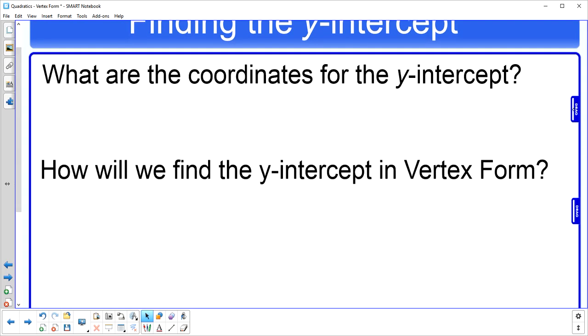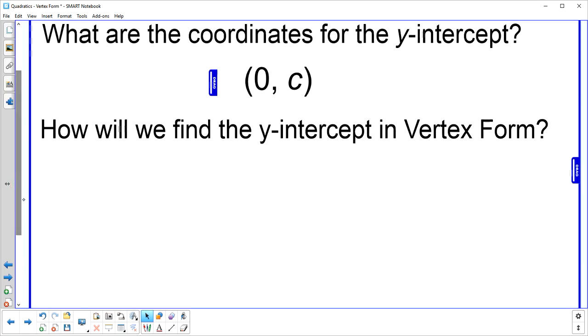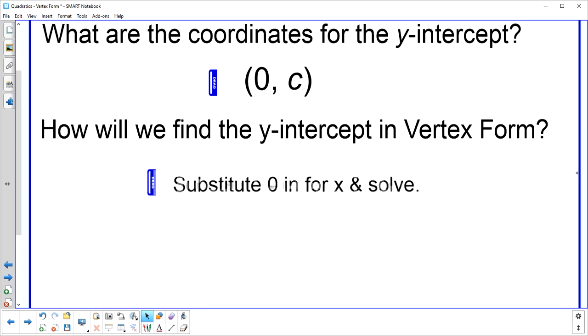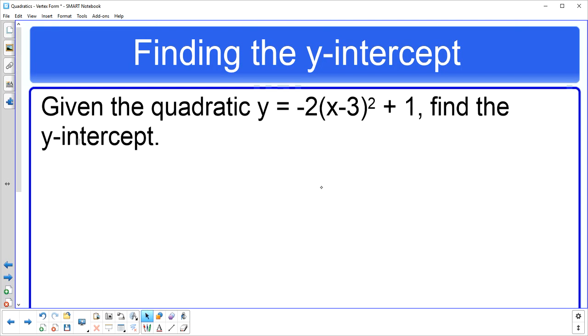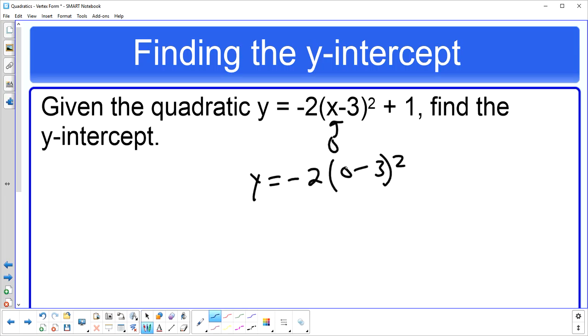So remember, we're always going to have (0, c) for our y-intercept. To find it, we need to substitute 0 in for x and solve. So we've got 0 for x, we need to solve for that c value. So in this example, if I plug a 0 in for x, I would have y equals negative 2 times (0 minus 3) squared plus 1.